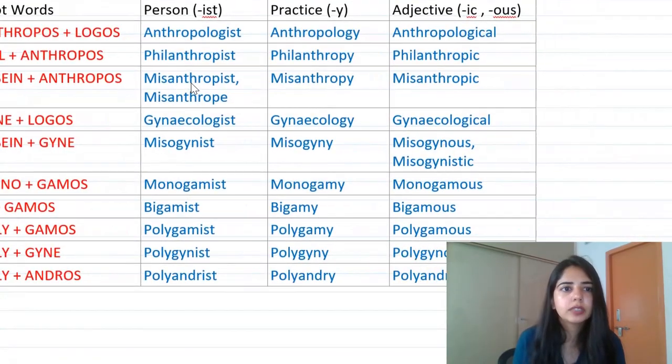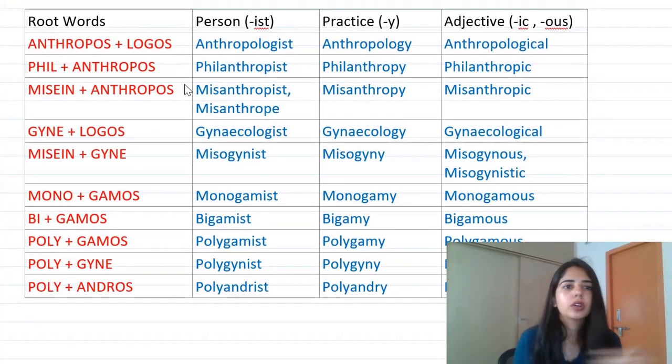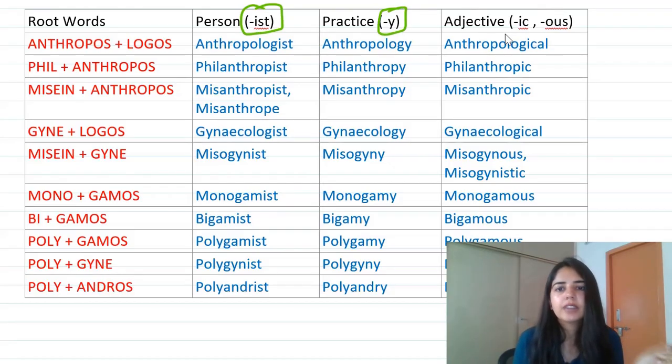Here is how we can play around with these root words. Anthropos plus logos. Anthropos means human beings and logos means study, so the study of human beings. The person is called an anthropologist, the practice is called anthropology, and the adjective is anthropological. As you can see, ist is a noun suffix for the person. The practice is y, and when you have to convert a word into an adjective, you add ic or ous or al. You add these suffixes and it becomes an adjective.